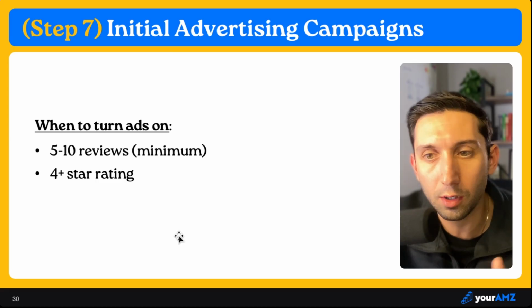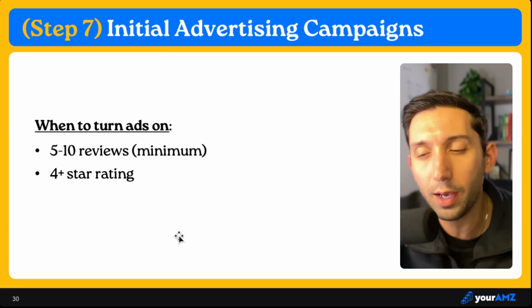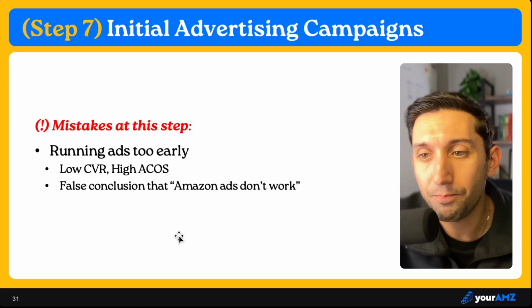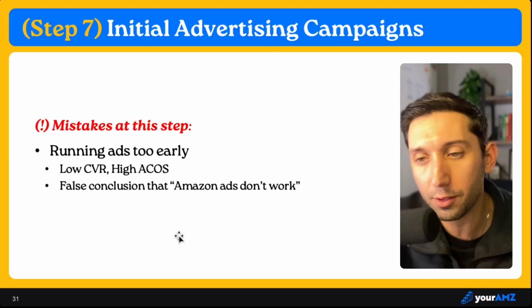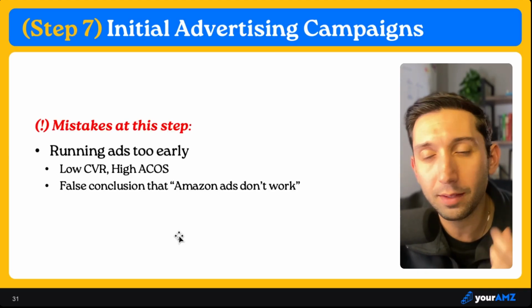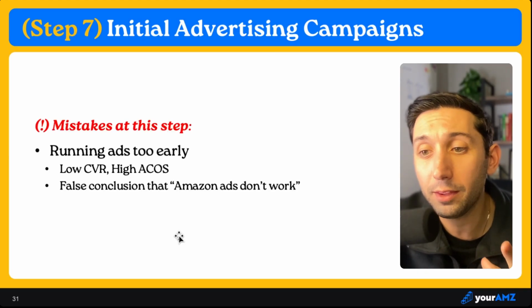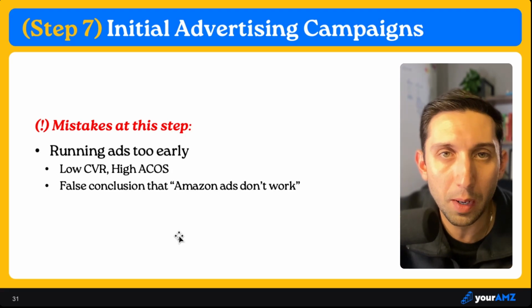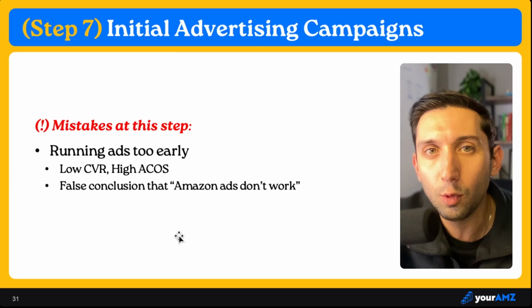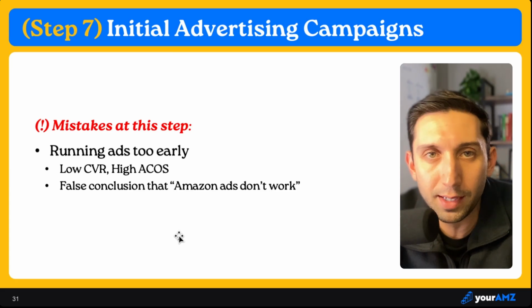But once it's over 4 stars and it has at least 10 reviews, you can go ahead and activate those campaigns. The mistake at this step is running ads too early. Before you've hit this criteria, you end up with a low conversion rate, a high ACOS, and you might make the false conclusion that Amazon just doesn't work for my product, it's not going to succeed, when really your listing page is just not set up for conversion.